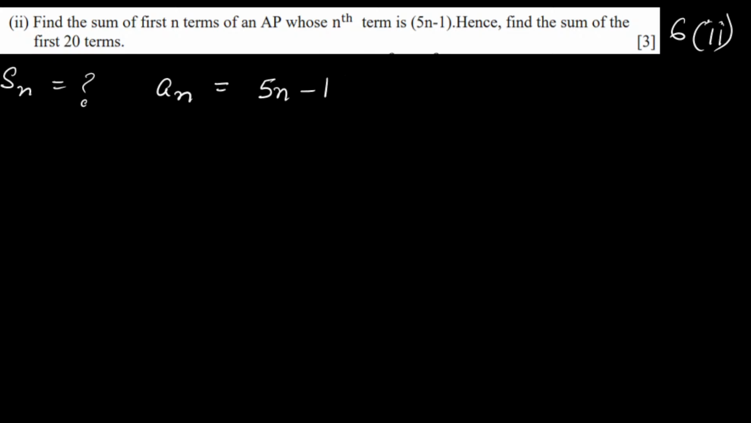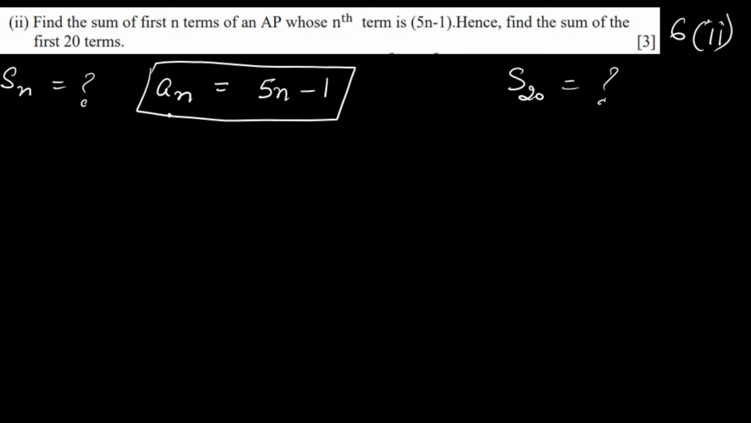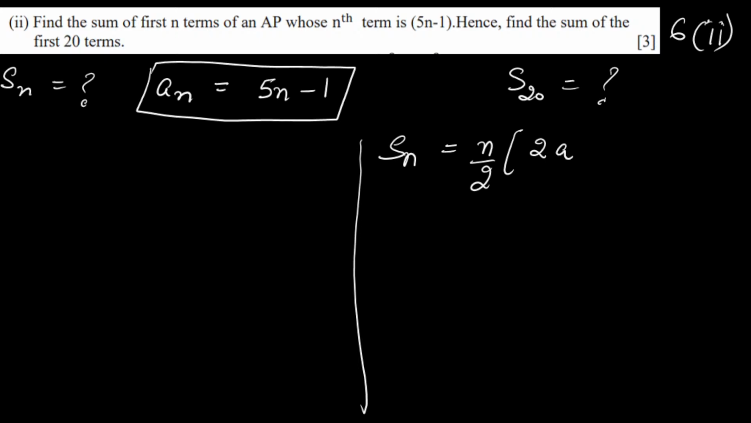First of all, find the sum of n terms. Then find the sum of 20 terms also, so S20 we also have to find. We'll make use of this nth term. First thing is we have to find Sn. So what is the formula of Sn in AP? Because we have to find Sn. Sn's formula is n by 2 into 2a plus n minus 1 into d.